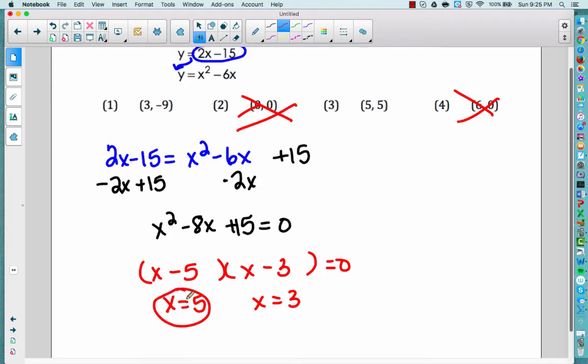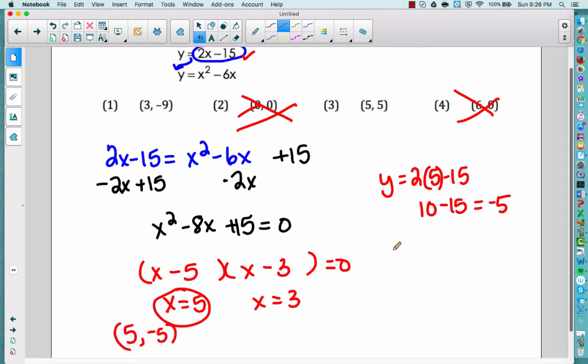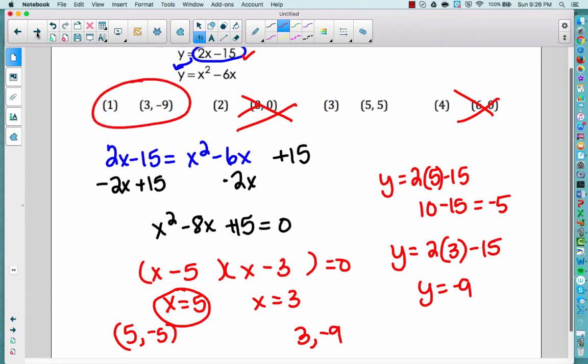So I'm going to start with 5, and I'm going to plug it into the easier one of the two equations, so the 2x minus 15. So y equals 2 times 5 minus 15 gives me 10 minus 15, which is negative 5. So it will be 5, negative 5. And then I plug in 3, so y equals 2 times 3 minus 15, so 6 minus 15, which is negative 9, so 3, negative 9. So my answer is going to be 1. Okay.